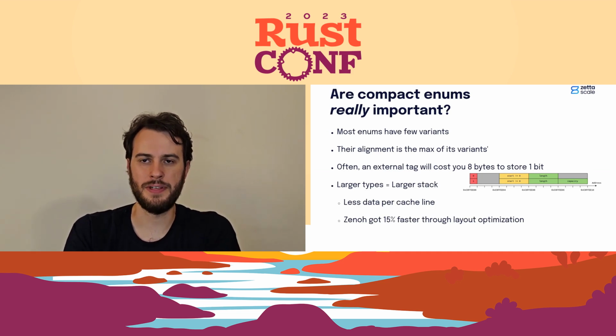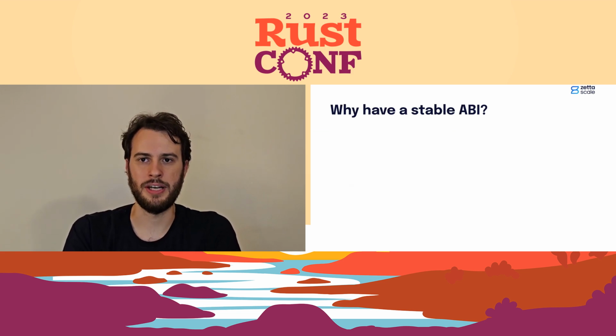Zeno has gotten 15% faster just by optimizing our layouts for some of our core types. Just by making some of these a couple bytes smaller, we've gotten a 15% speed increase. So, why would you want a stable ABI?